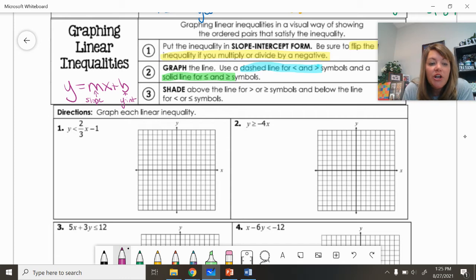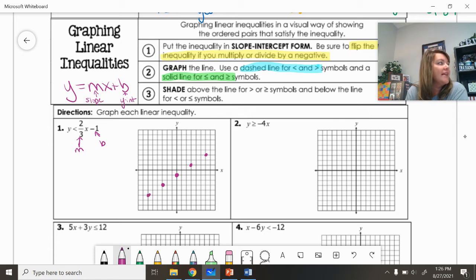All right, so we're going to go ahead and graph it just like we would if it were a line. We're going to begin here at -1. That's our b. So we're going to go to -1. And then my slope, remember, this is how I move. My slope, rise over run, is up 2 over 3. So I'm going to go up 2, right 3. I can also go down 2 and left 3. Okay, so I'm going to do this.